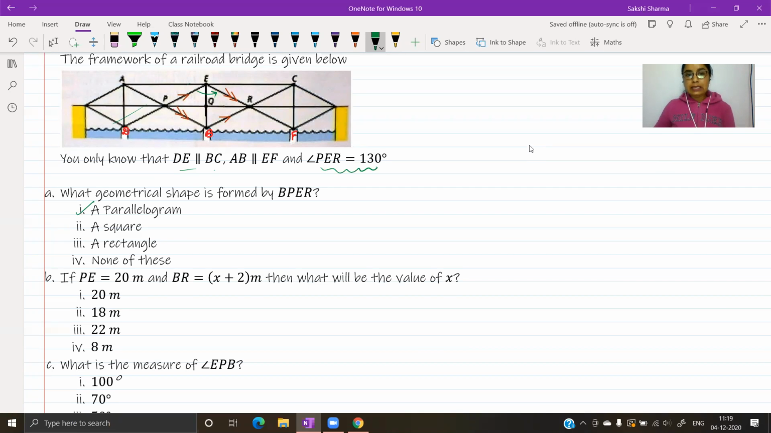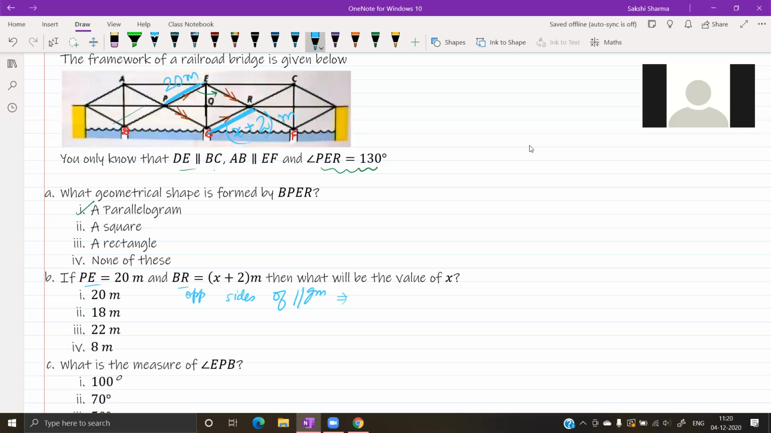Next, if PE equals 20 meters and BR equals X plus 2 meters, then what will be the value of X? So PE is this side, this is given to be 20 meters. Then BR is this side, it's given to be X plus 2 meters. Can you find out X from here? 18. Yes, because these two are opposite sides of a parallelogram. These will be equal. We will be applying the properties of parallelogram. So 20 equals X plus 2. From here, we can find out X as 18.